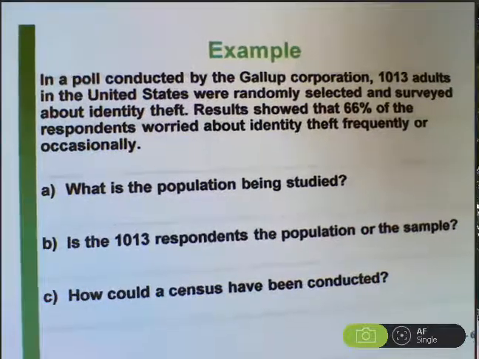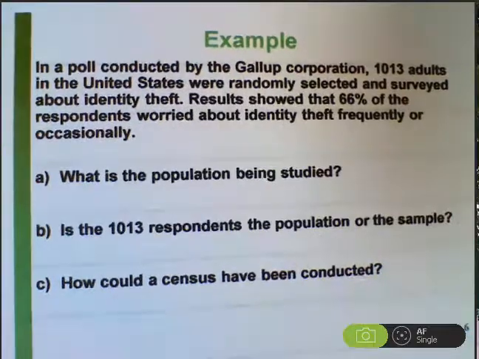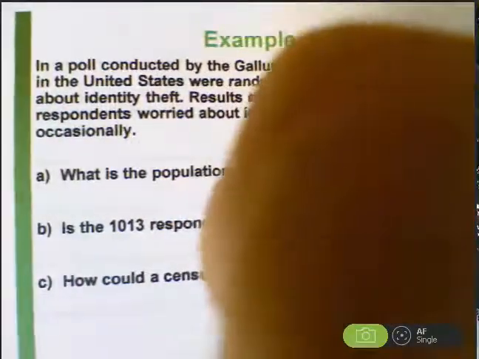You need to be able to correctly identify a population. First example in my notes: in a poll conducted by the Gallup Corporation, 1,013 adults in the U.S. were randomly selected and surveyed about identity theft. Results showed that 66% of the respondents worried about identity theft, either frequently or occasionally. What's the population being studied? Who is it that we're trying to make a prediction about? Well, the Gallup Corporation was surveying 1,000 adults in the U.S., so we're trying to make a prediction about adults in the U.S. That is our population.